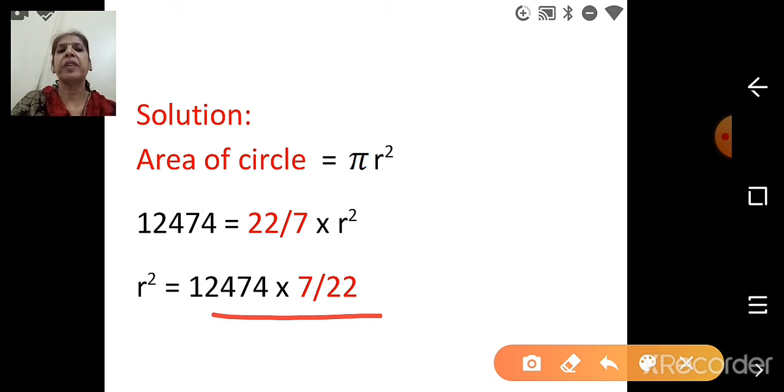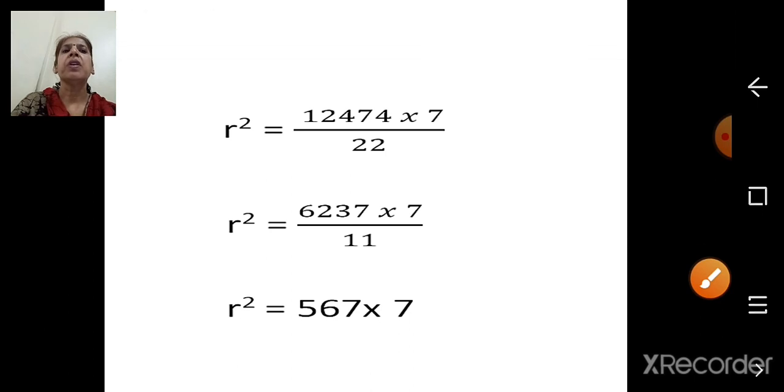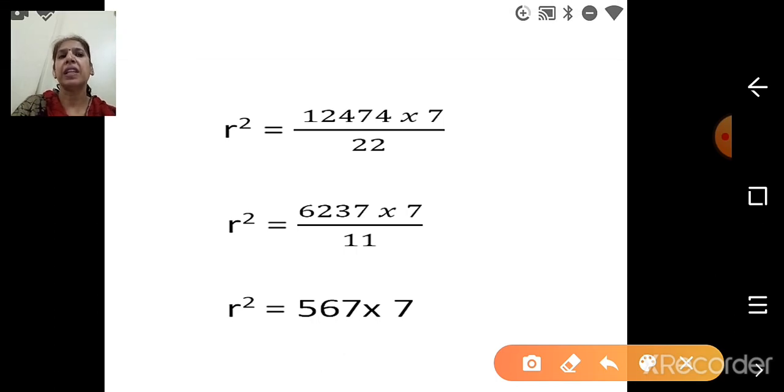Because now it has come to the other side of the equation. So 22 upon 7, we have to take the reciprocal, multiply by 7 upon 22. So next step, r square is equal to 12,474 into 7 upon 22. First we will divide it with 11.